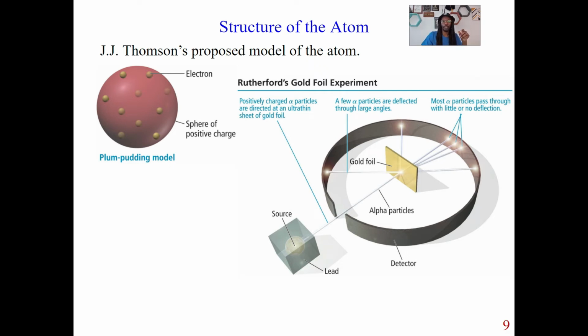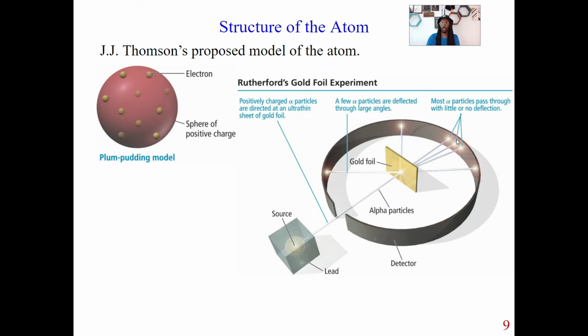We really don't know. Now, with this gold foil experiment, with this source, he was shooting out alpha particles, positively charged particles, directed at this thin sheet of gold. It's a thin layer of gold. Now, what he saw in this experiment was that most of the alpha particles pass through with little or no deflection. Bam, they all go through.